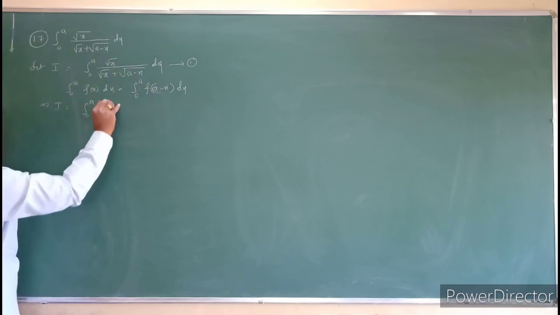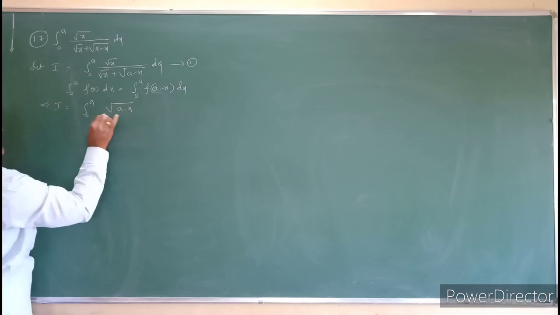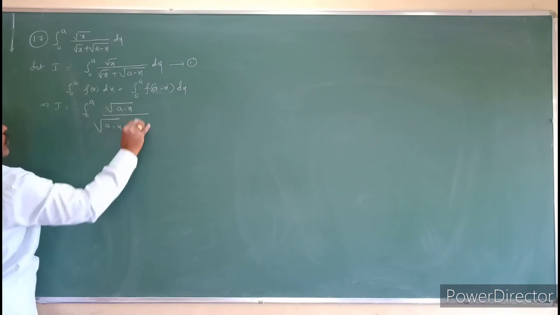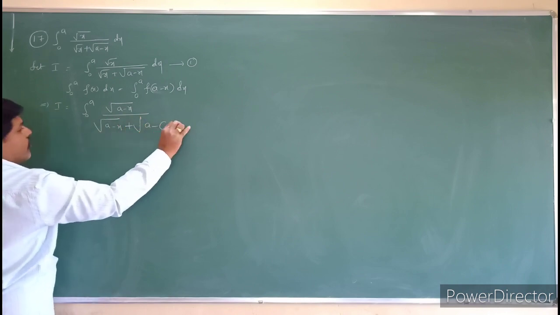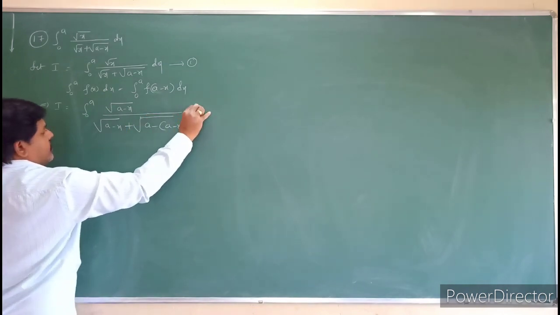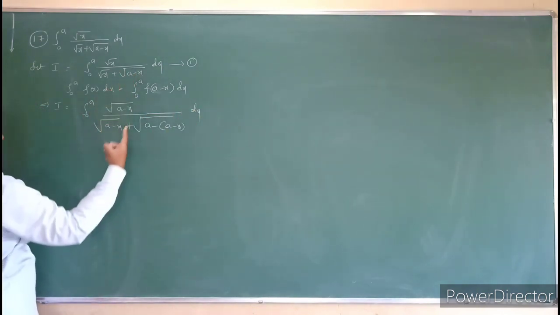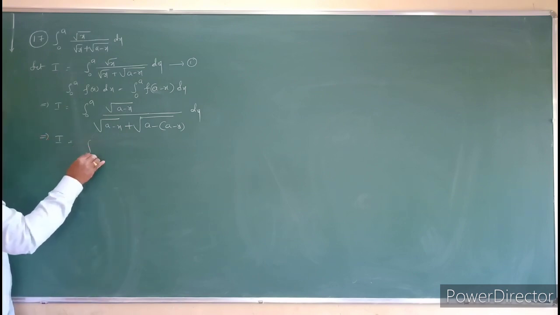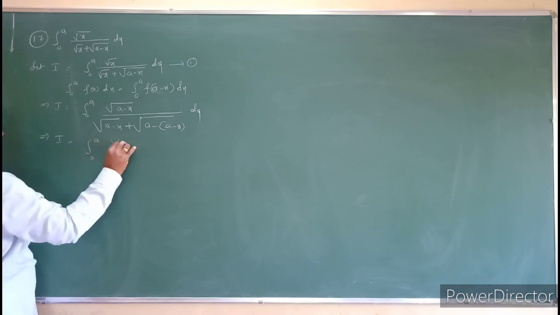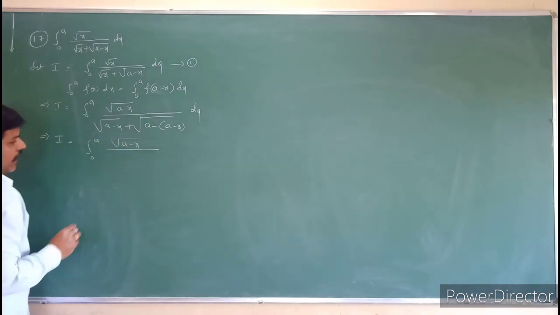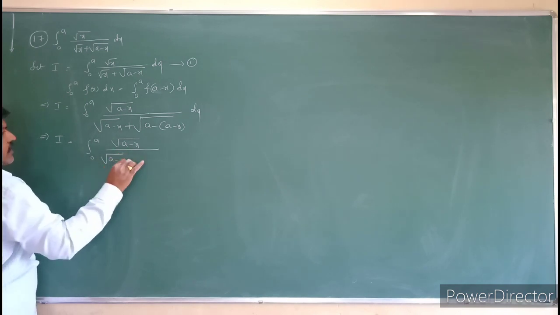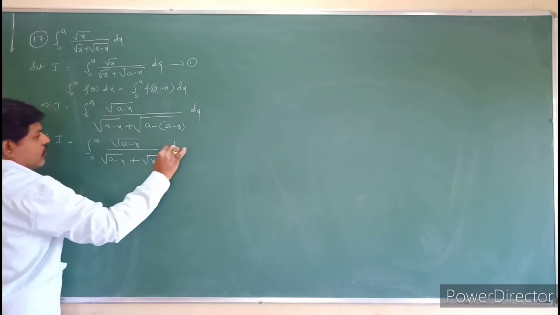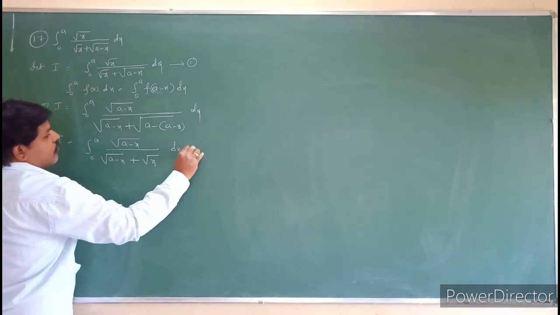What happens? That is the root of a minus x by root of a minus x plus root of a minus x into dx. So in the place of x, I have just replaced with a minus x. So what happens? That implies I is equal to the integral from 0 to a of root of a minus x by root of a minus x plus root of x, since a will be cancelled and minus of minus becomes x, into dx. So take this as equation number 2.